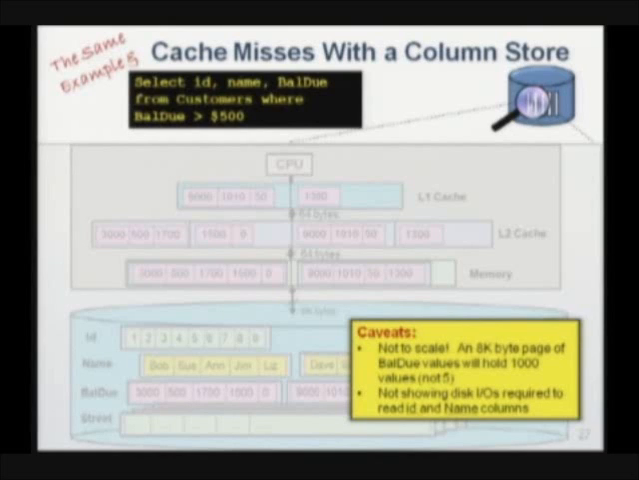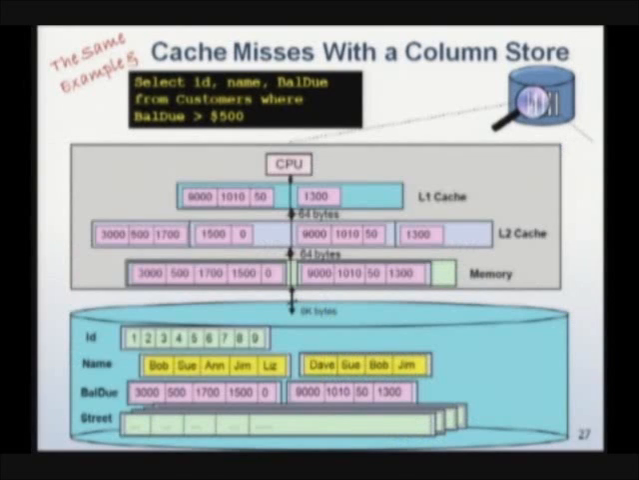I'm not showing the disk I/Os, but I'll come back and I'll give you some examples in a second to do the ID and names. Eventually, to answer this query, and I'll show you how we actually run these kind of queries, how we architect systems in a little bit, to actually run this query, I will need to fetch the names and the IDs for the customers which have a balance due greater than 500.